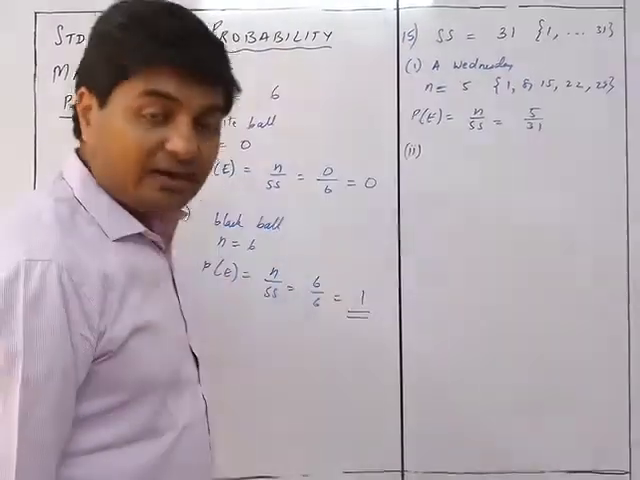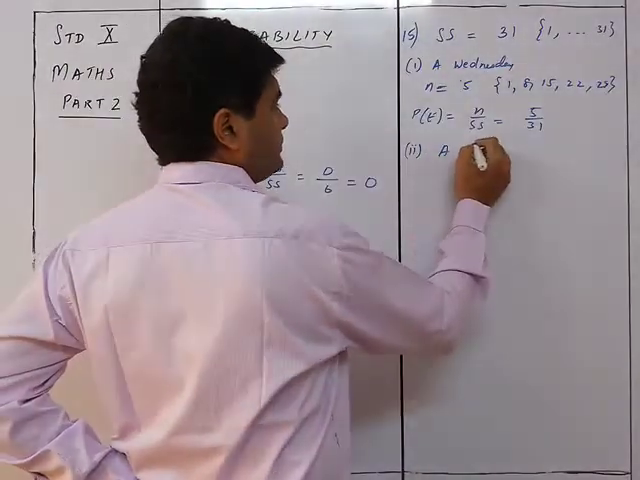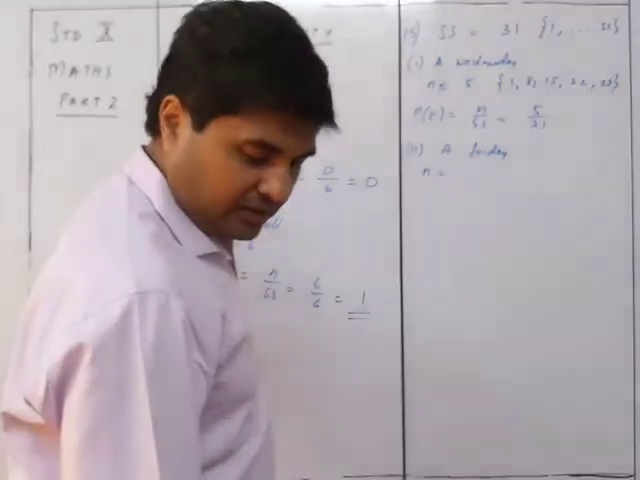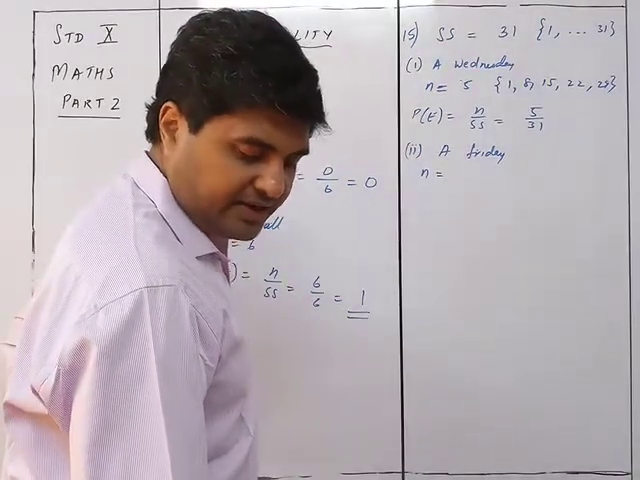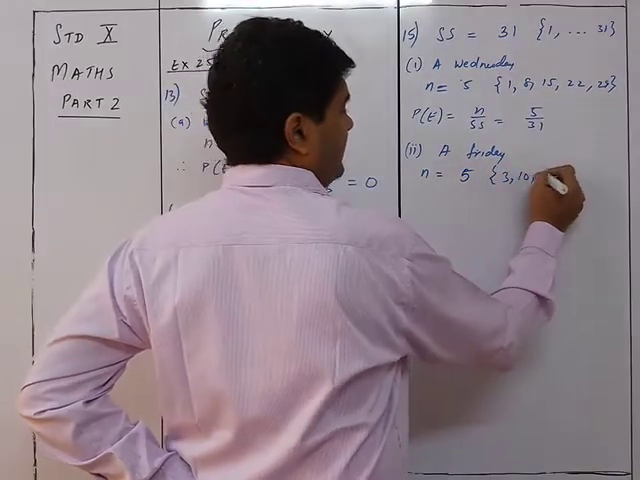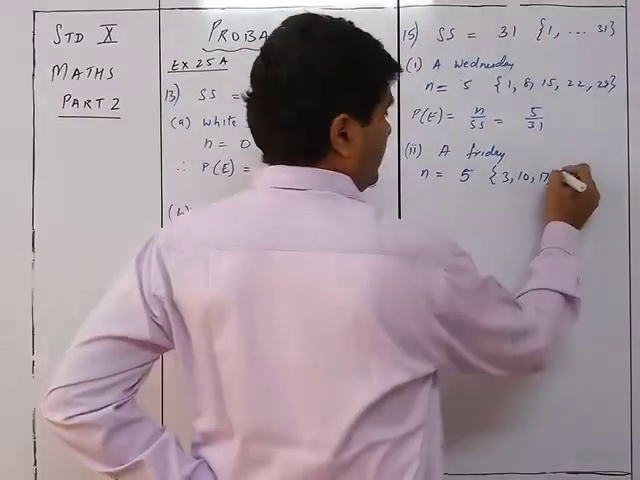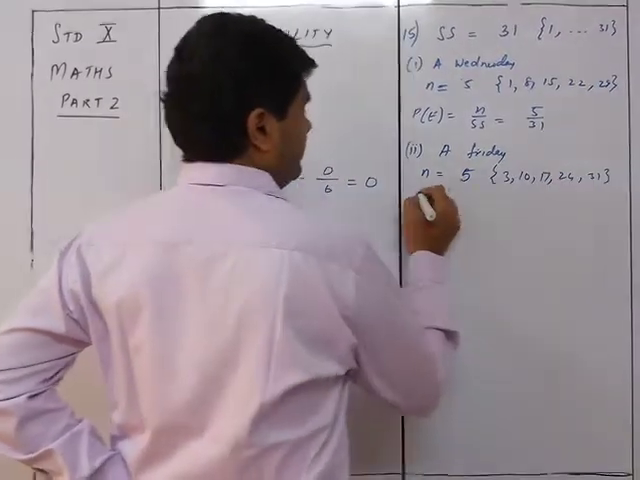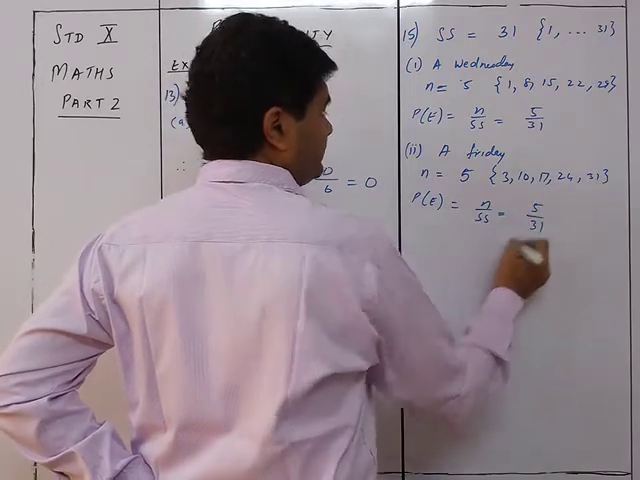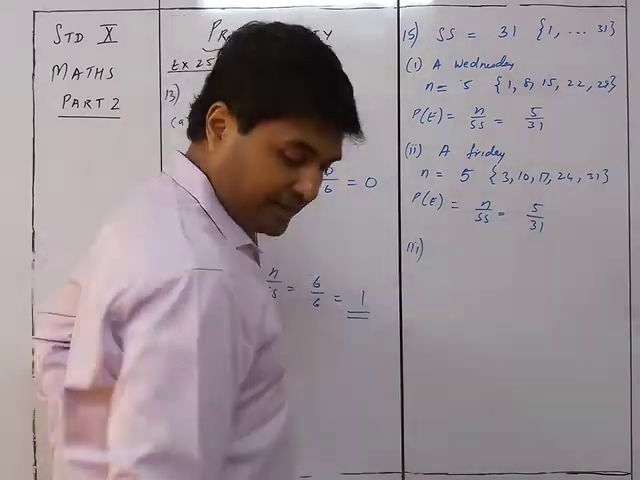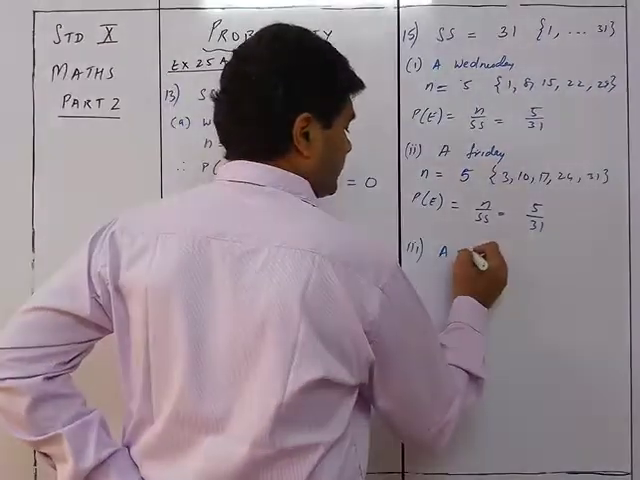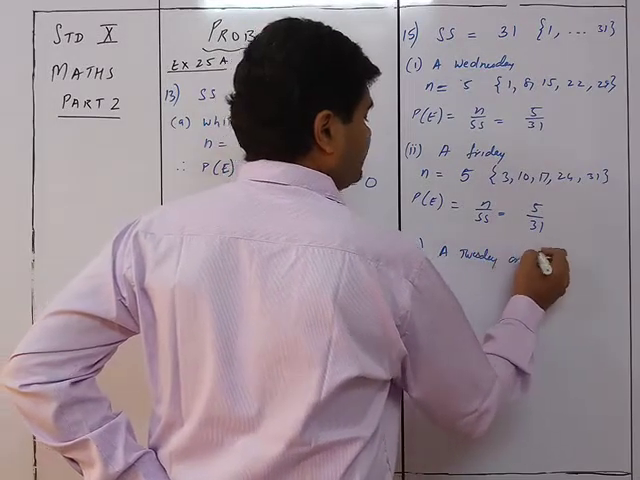You see the next option? A Friday. So n, you can see how many Fridays are here. There are 5 Fridays over here also, that is 3, 10, 17, 24 and 31. So again P(E) will be equal to n upon SS, that will be 5 upon 31. We move on to the third one, that is a Tuesday or a Saturday.